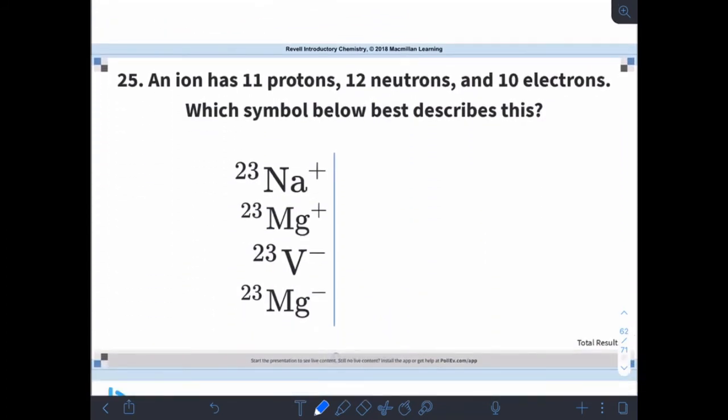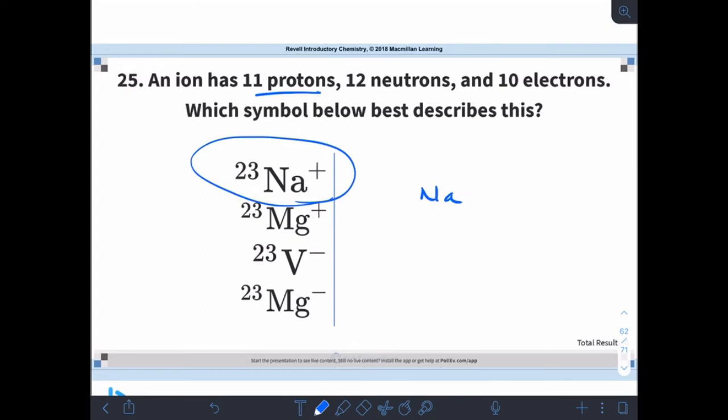All right, 25. An ion has 11 protons, 12 neutrons, and 10 electrons. Which symbol best describes this? So right away from 11 protons, we know for sure immediately what the answer is. The number of protons can only be for one particular element. And the only element that has 11 protons is sodium. So since we already know this is the correct answer, but let's talk about the rest of that notation there.